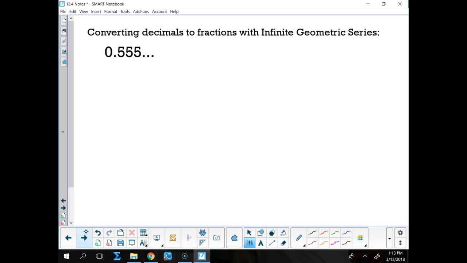Well, this is really 0.5 plus 0.05 plus 0.005 plus 0.0005, and so on and so forth. Right? Because if I add all those numbers together, I end up with 0.5 repeating. Okay? Is that an infinite series?